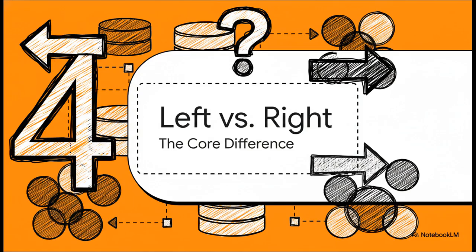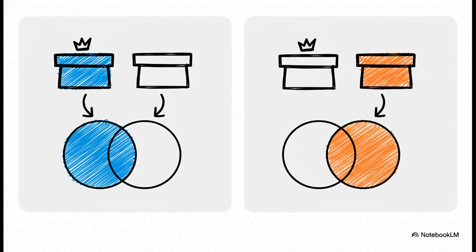So let's just boil this all down to the one core difference. When you're trying to decide between a left and a right join, you really only have to ask yourself one simple question. And that question is, which table is your master list? Which table do you absolutely need to see every single record from, no matter what? If that table is on the left side of the join keyword in your query, you use a left join. If it's on the right, you use a right join. That's it. It's all about which table's complete story you want to preserve.